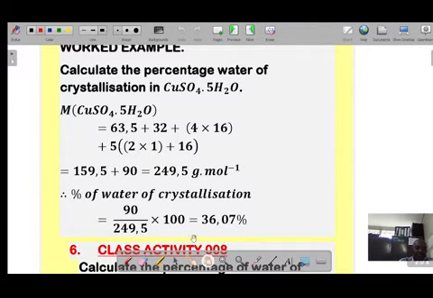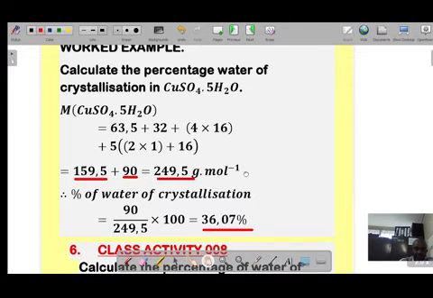So if you take this out, we're going to get 159.5. That is for the copper 2 sulfate, and then 90 for the 5 water. Because we want the percentage water of crystallization, we're going to divide this 90 by the total, then times 100, which gives us 36.07%. Okay, so I hope this one is also quite simple.